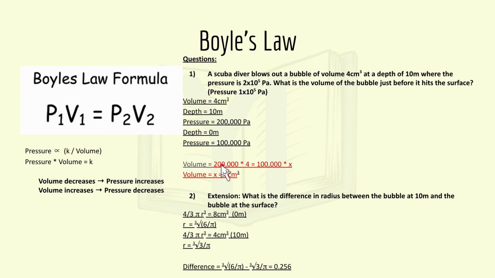So we know that P1 times V1 equals P2 times V2. So P1 times V1 equals P2 times V2. And the second volume, X, is 8 cm3.